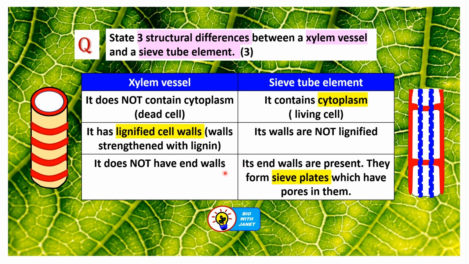Thirdly, xylem vessel does not have end walls. Now here at the top here and the bottom, it doesn't have end walls. But for sieve tube elements, the end walls are present here. Okay, these two. And the end walls are actually the sieve plates, okay, which have pores in them to allow the cytoplasmic strands to pass through them. So 1 mark for each difference. That's how we get 3 marks.